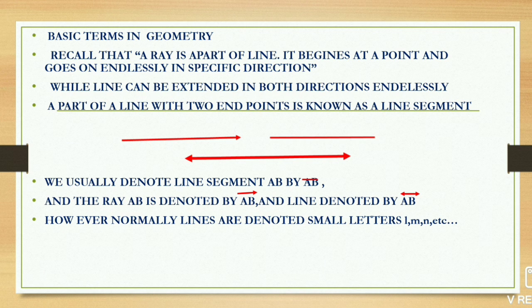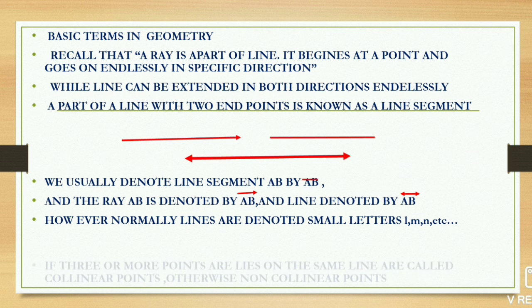However, normally lines are denoted by small letters l, m, n, etc. So while doing the sums in different stages, we have to use the names of lines as l, m, n, etc. We may take PQRS also.